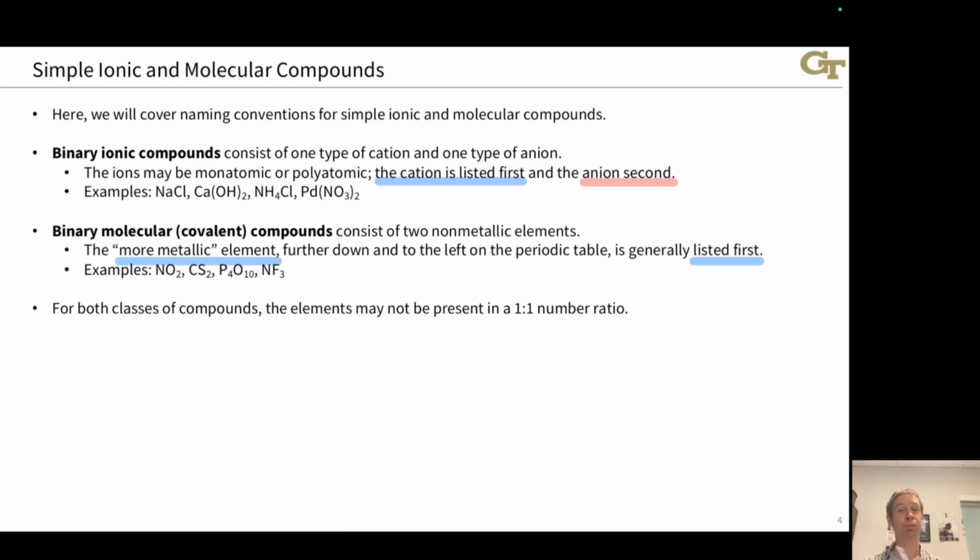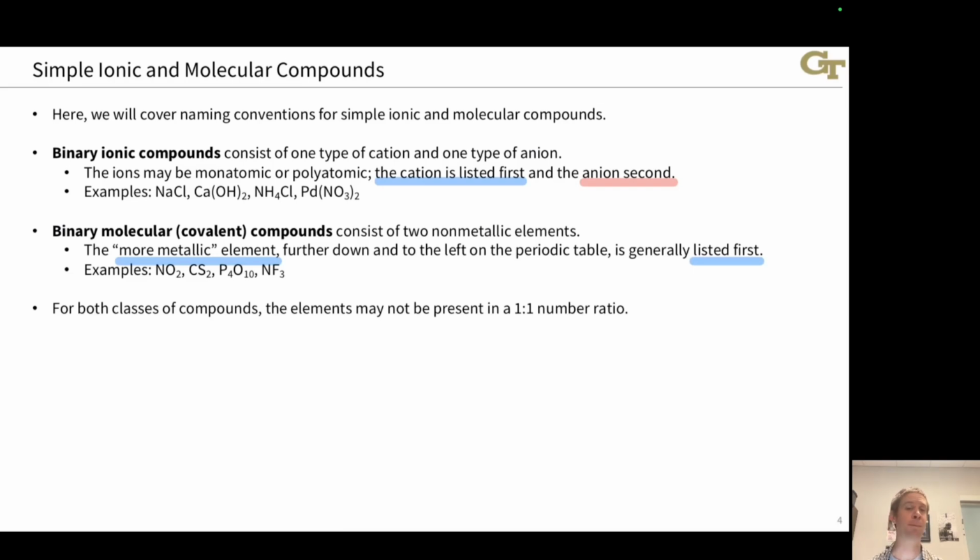NH4Cl, that's NH4+ and Cl-, and Pd(NO3)2, Pd2+ and 2 NO3-. These are all binary ionic compounds with one type of cation and one type of anion. And in these chemical formulas, you'll notice the cation is uniformly listed first and the anion second.